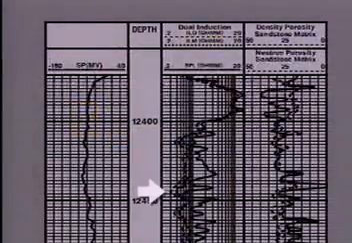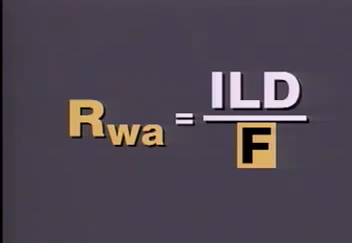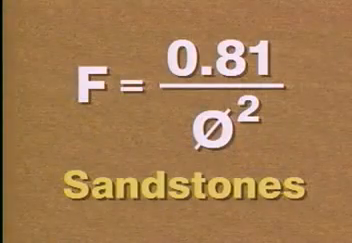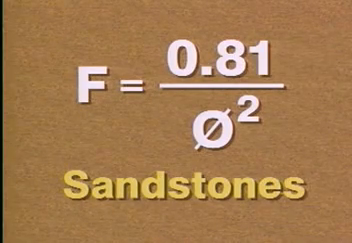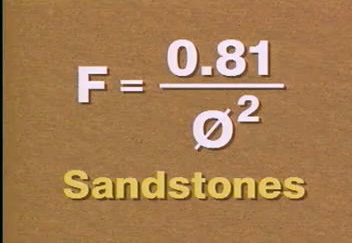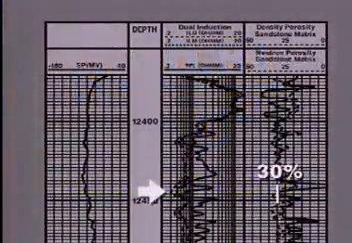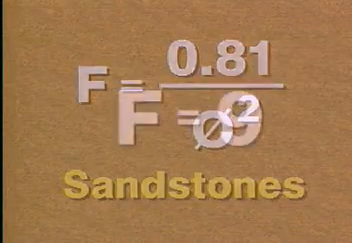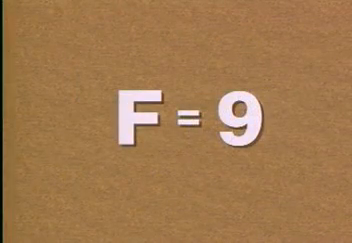Let's return to the log of our South Louisiana sand. First, we obtain the R sub WA for the portion of our sand which is 100% water wet. We identify such a zone here at 12,445 feet, as revealed by the low resistivity readings. Before we calculate the R sub WA, we must first establish a value for F, the formation factor. You'll recall that for sandstones, the formation factor equals approximately 0.81 over the square of the porosity. We thus square the log porosity of 30% and divide it into 0.81. Our formation factor, then, is 9.